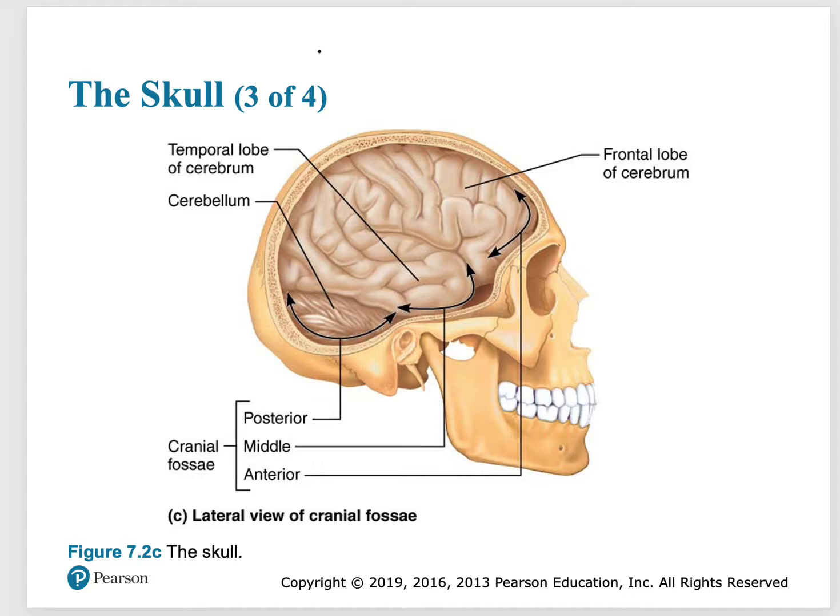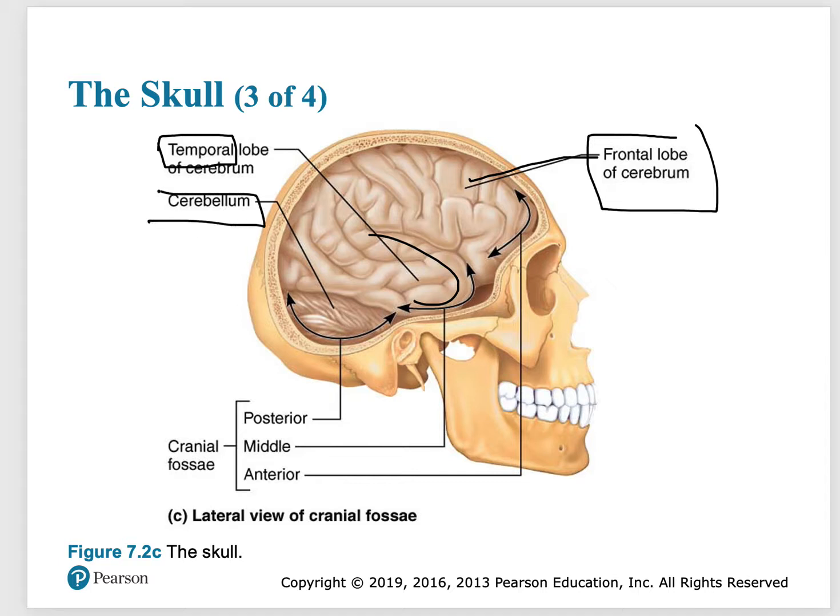All right, let's take a lateral view of the skull. So the parts of the skull that we name, they correspond to the parts of the brain. So right here, if you see our little arrows right here, we have the temporal lobe of the cerebrum. We have the frontal lobe of the cerebrum in the front, right? And then posteriorly, we have the cerebellum part of the brain, okay? So it helps with our balance, our orientation in space, and skilled muscle movements.